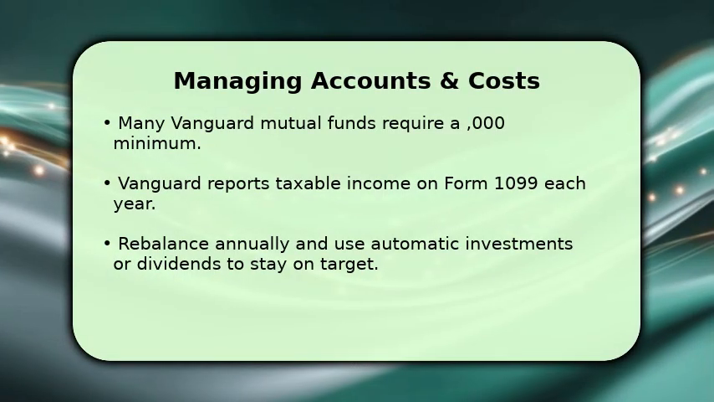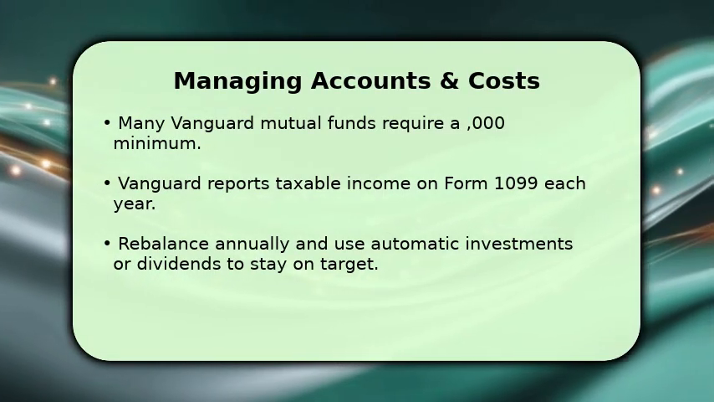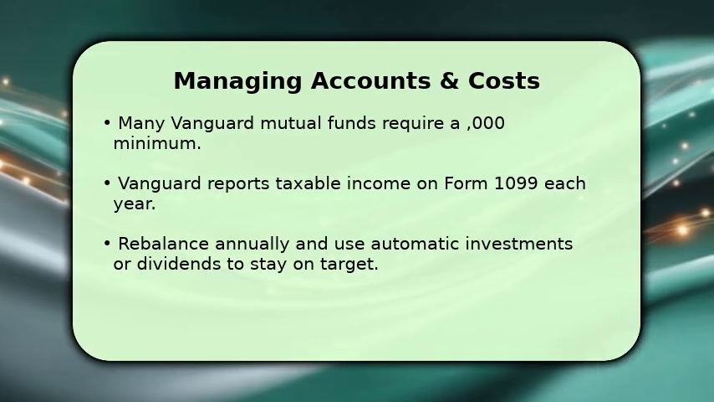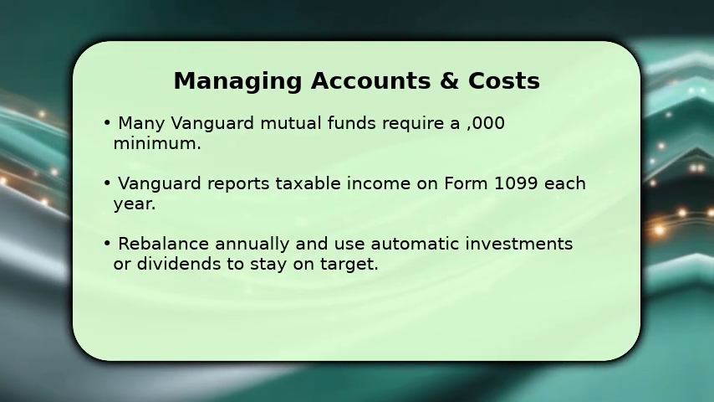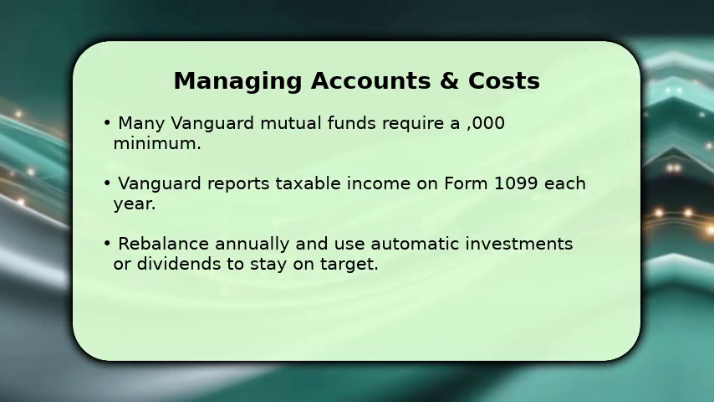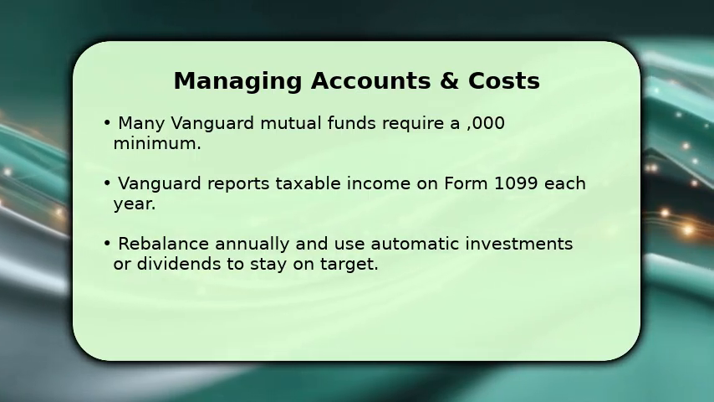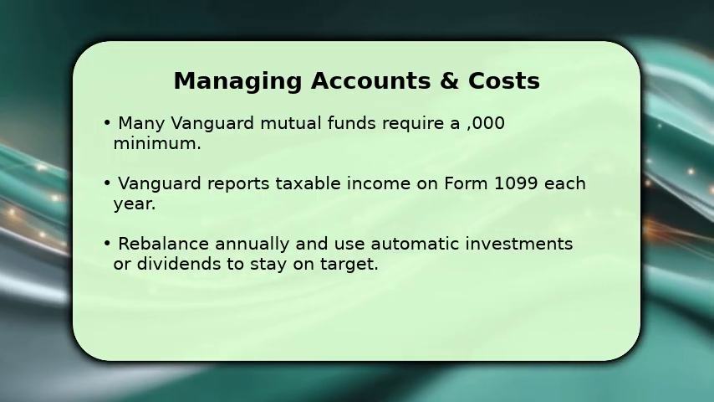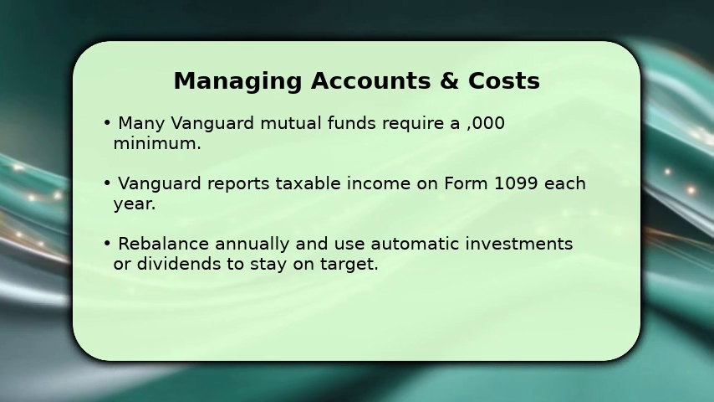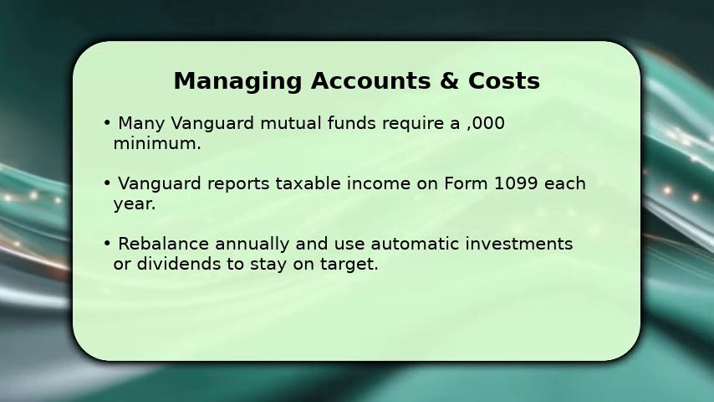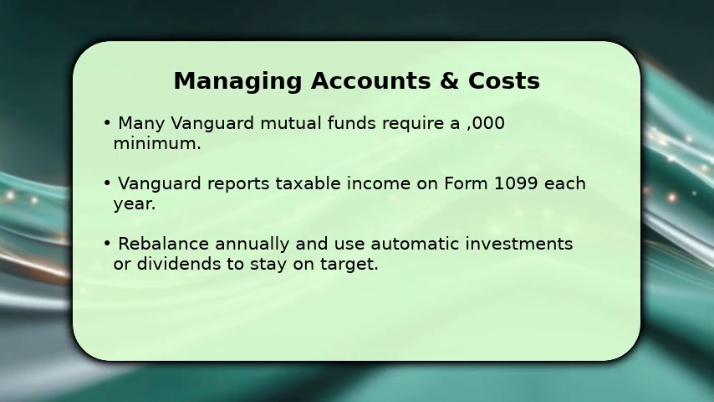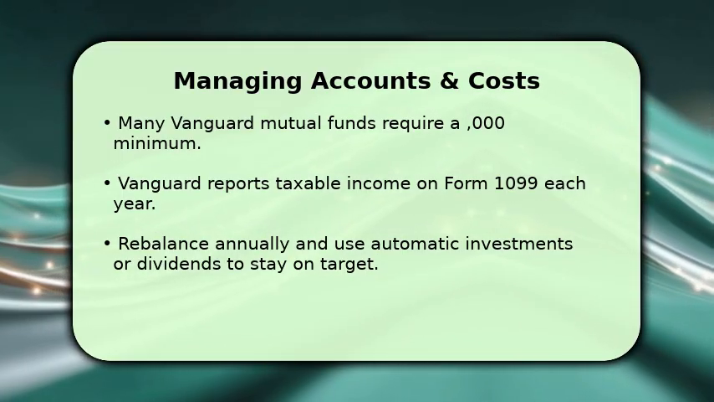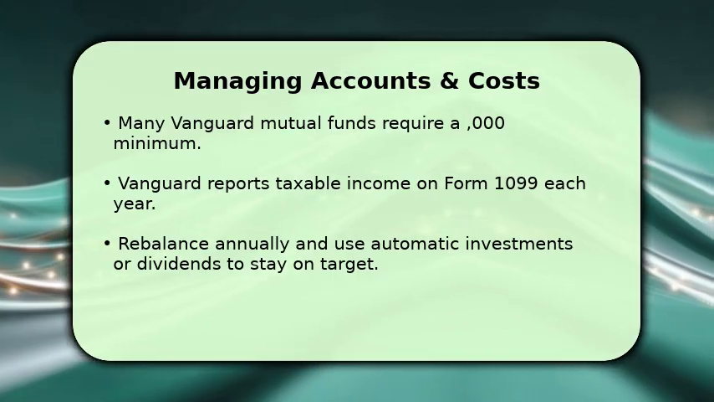Monitor fees, minimums, and tax reporting to preserve returns. Many Vanguard mutual funds require a $0 minimum, but many ETFs have no minimum share requirement. Vanguard reports taxable income on Form 1099 each year, including dividends and capital gains, so plan estimated taxes for taxable accounts. Rebalance annually and use automatic investments or dividends to stay on target with your allocation and avoid emotional trading.